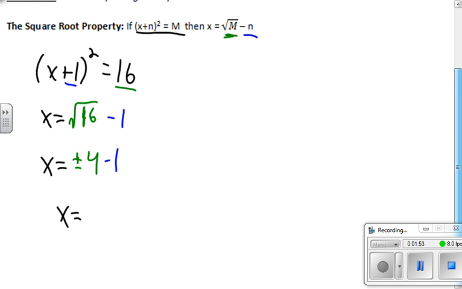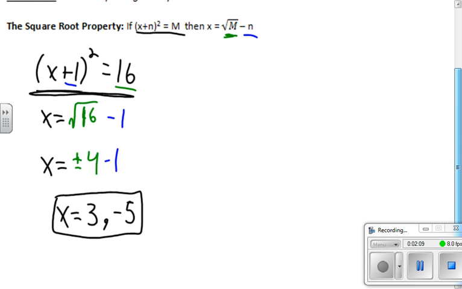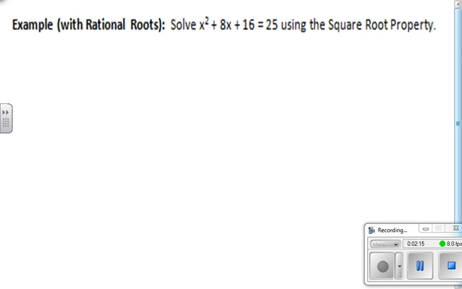Which then means x is either going to equal, if x was positive 4 minus 1, then it would be 3. If x was negative 4 minus 1, then it would be negative 5. So these are both possible solutions to this equation right here. So you want to make sure that you have both on there. So let's move on and see how we can use this square root property.